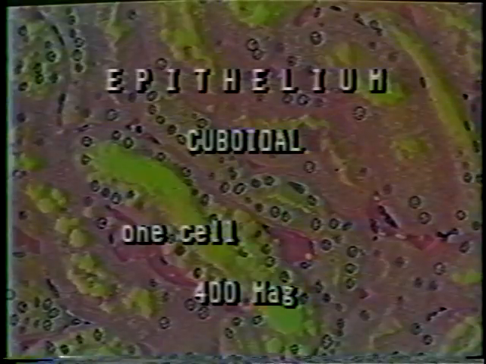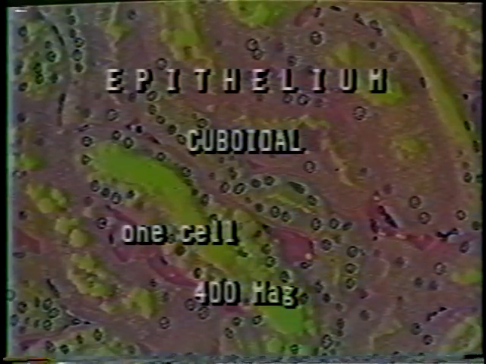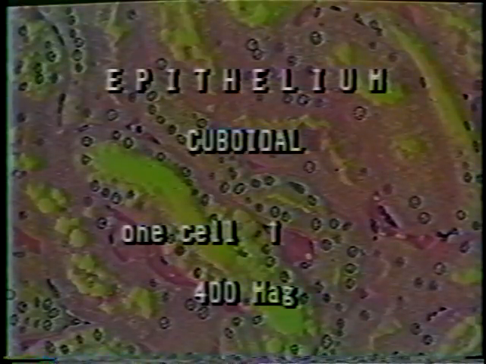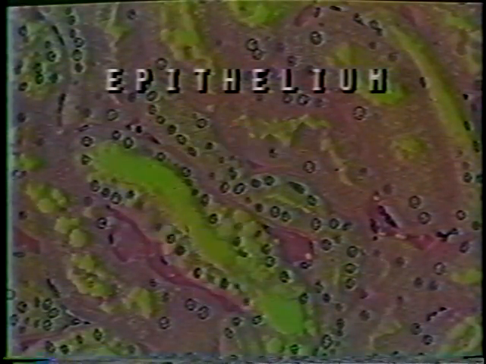Mentally compare these cells with the other epithelia you have observed. They are more or less square. They certainly aren't tall and narrow like columnar, nor are they different irregular shapes like squamous.